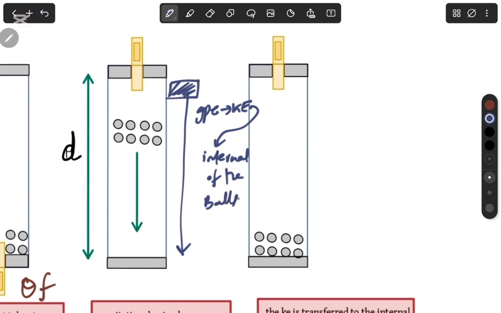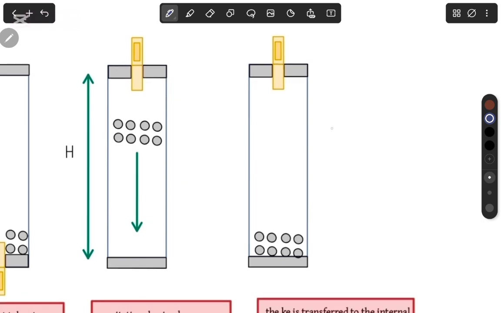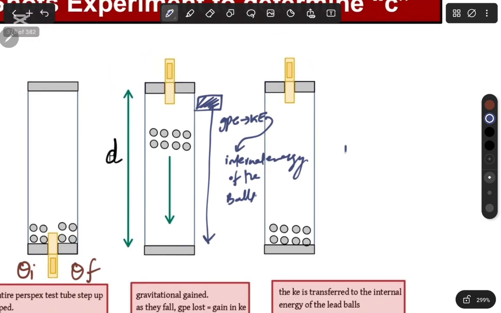And this gain in the internal energy is actually going to result in the increase in the temperature, because when they gain internal energy, their temperature rises. When their internal energy increases, your temperature should also increase. So that's what's causing the increase in temperature, because you keep moving it around.